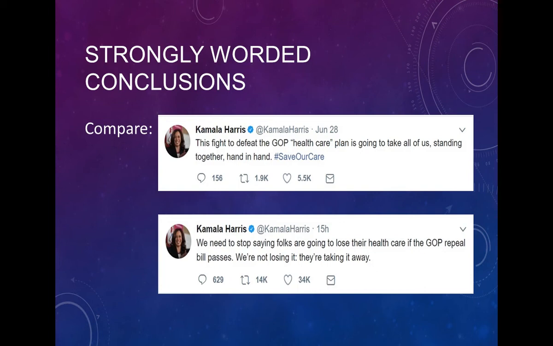on the subject of strongly worded conclusions, which of these two tweets is an argument, if either of them is an argument? So is the first one an argument? This fight to defeat the GOP healthcare plan is going to take all of us standing together, hand in hand. Is that an argument? Is that one thing being given as a reason to believe another thing? No, not really. Okay, what about the second one? This is from a Democratic, I think she's a senator from California. We need to stop saying folks are going to lose their health care if the GOP repeal bill passes. We're not losing it, they're taking it away. Is that an argument?